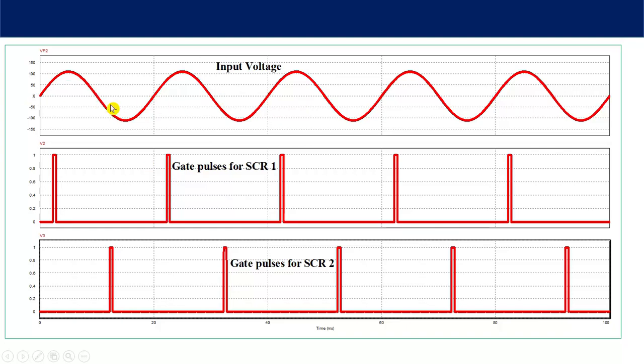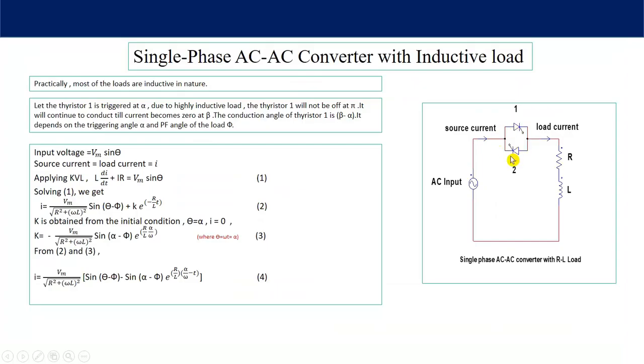This is the reference line. And in the negative half cycle, thyristor number 2 is triggered at pi plus alpha. So this angle is alpha, this point is pi, and this point is pi plus alpha. So likewise, switching pulses are given to thyristor number 1 and thyristor number 2, and the input voltage is sinusoidal. Let's see what kind of output voltage waveform and current waveform we will get in case of a highly inductive load.